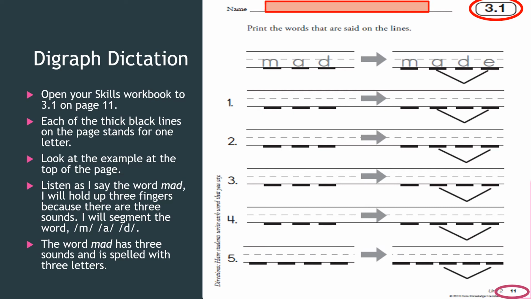Listen. M, A, D. Do you hear the 3 sounds in the word mad? The word mad has 3 sounds and is spelled with 3 letters. M, A, D.